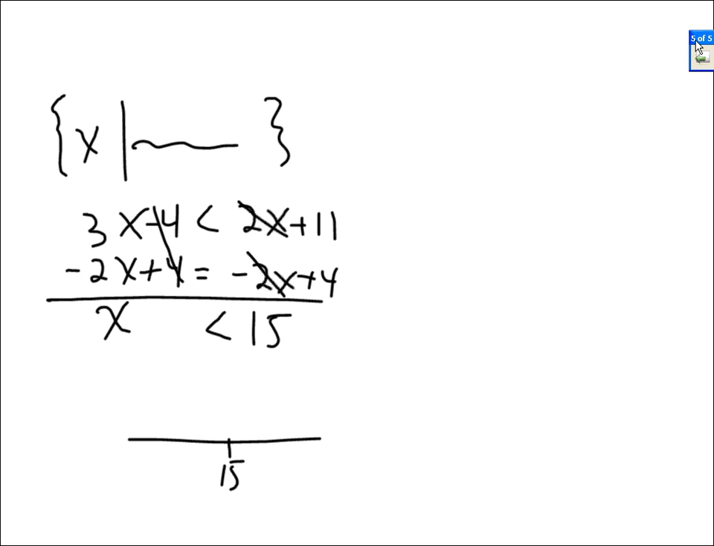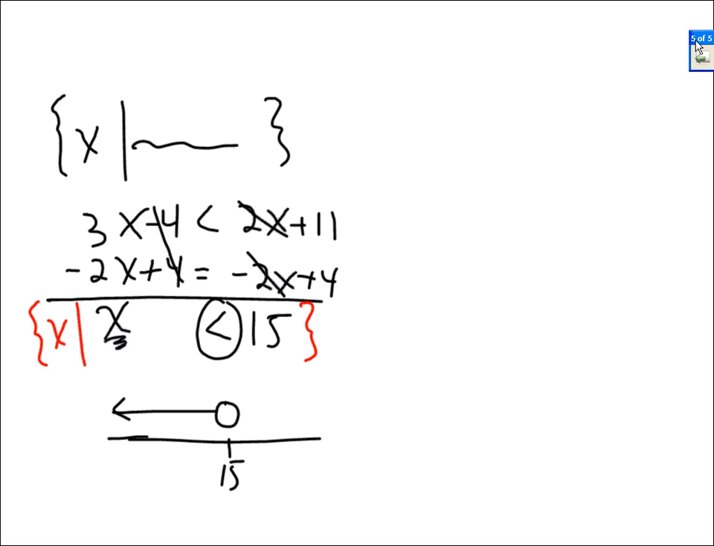Here is 15. It does not say equal, so I put an open circle at 15. And since x is first, I go in the direction of the arrow. I shade in the numbers that are less than 15. Set builder notation, we modify our first answer by saying the set of all x such that x is less than 15, and we close the bracket. So those are 2 answers right there.